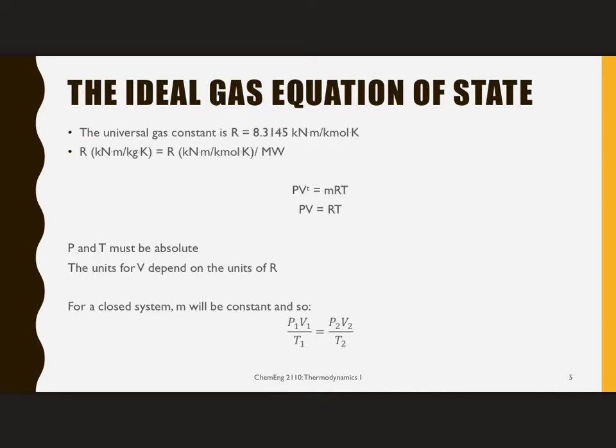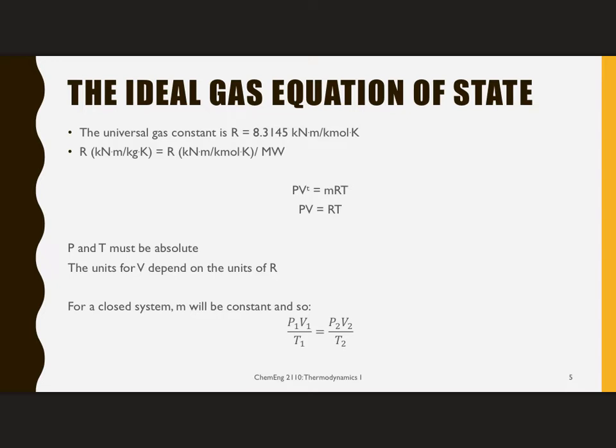The constant in the equation is called the universal gas constant, and it's designated R. R is, in one set of units, 8.3145 kilonewtons times meters per kilomole Kelvin. If we want this in kilonewtons times meters per kilogram Kelvin, we'll take the universal gas constant R and divide it by the molecular weight. We use this in the ideal gas equation of state, PV equals nRT, or PV equals mRT if we are using the R on a mass basis.